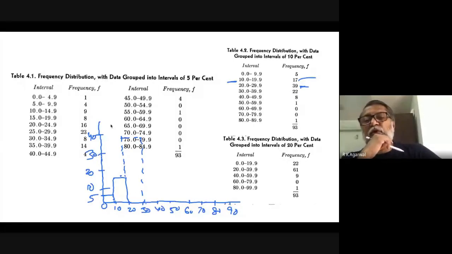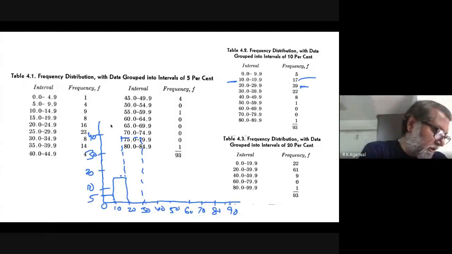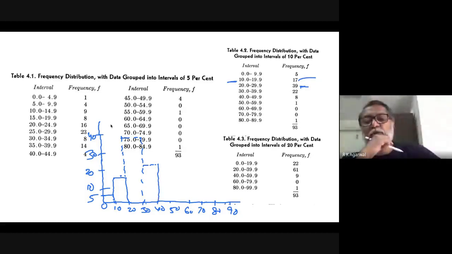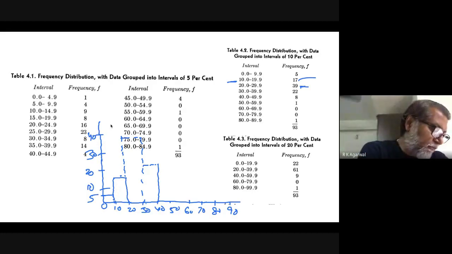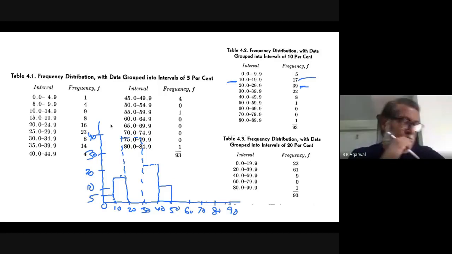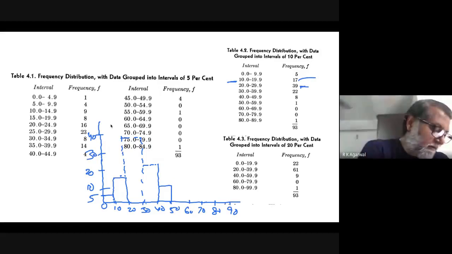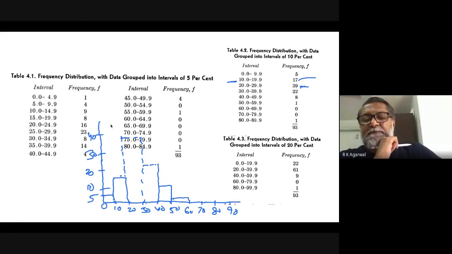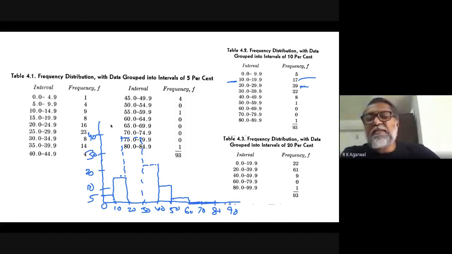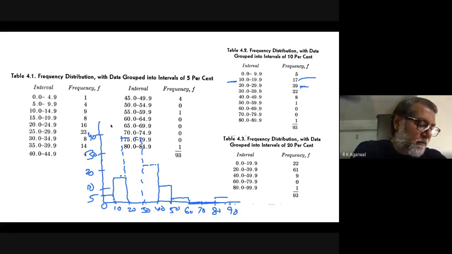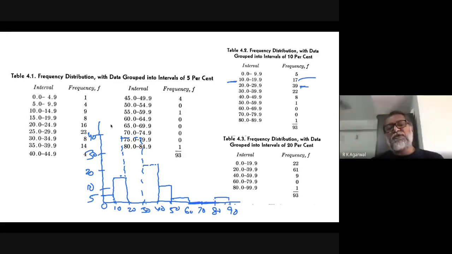Then 30 to 40 is 22 here. Then 40 to 50 is 8. Then 50 to 60 is 1. Then nothing here between 60 and 70, nothing here between 70 and 80, and then 1. This is your histogram.